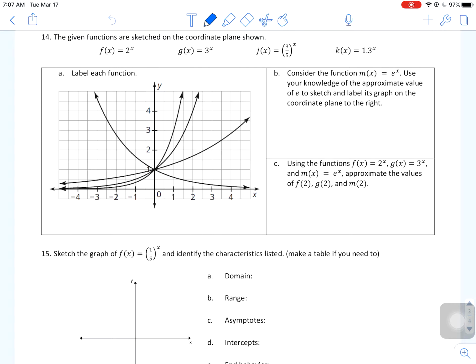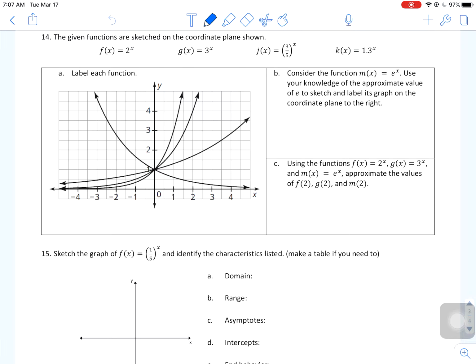Lesson 2, Video 3, Number 14. The given functions are sketched on the coordinate plane shown. We label each function. So the greater the b value, the steeper the curve.